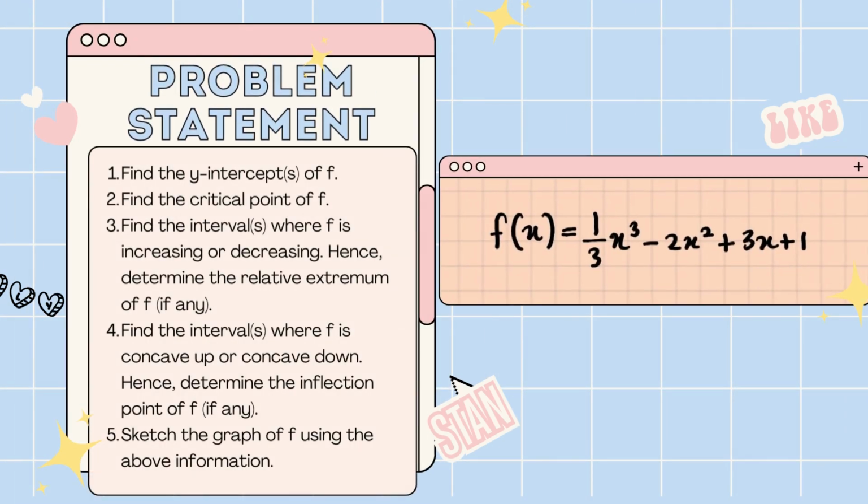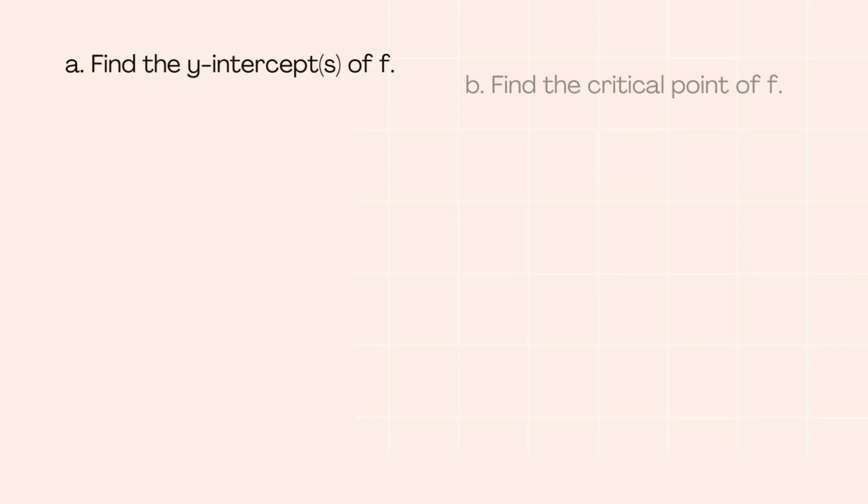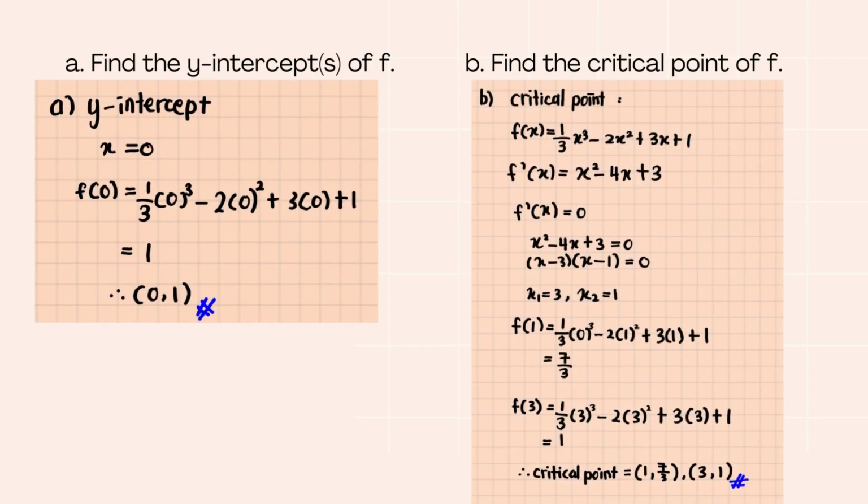So right now we have the problem statement of a polynomial function, where the function is equal to 1 over 3 x cubed minus 2x squared plus 3x plus 1. First, we have to find the y-intercept. So, how to find the y-intercept? What we can do is set x equals 0. Then we will get the answer, which is 1, and the point is (0, 1).